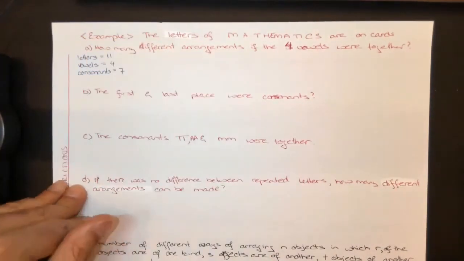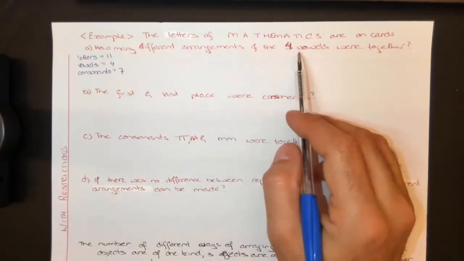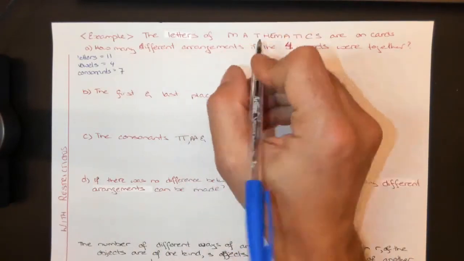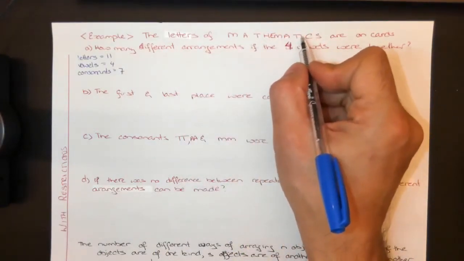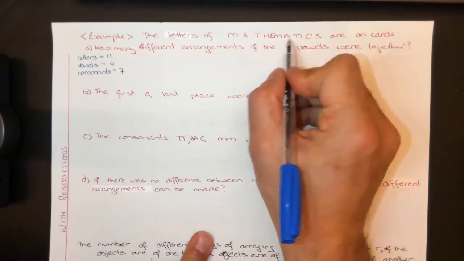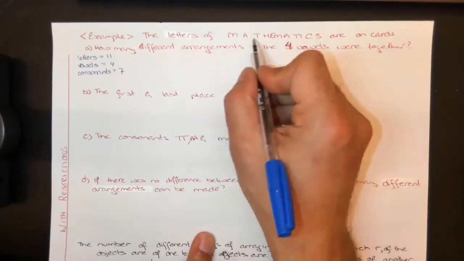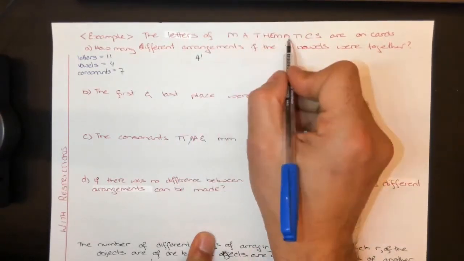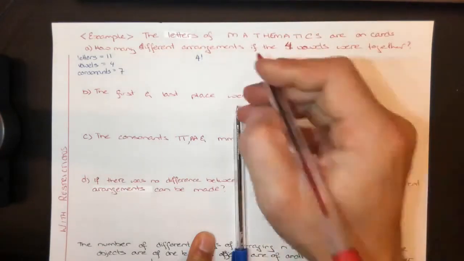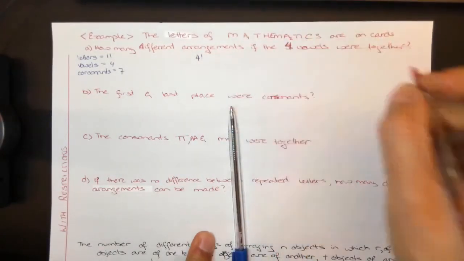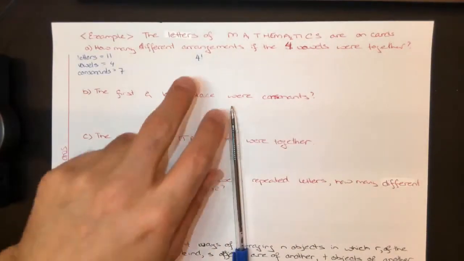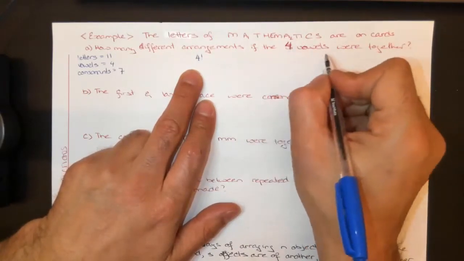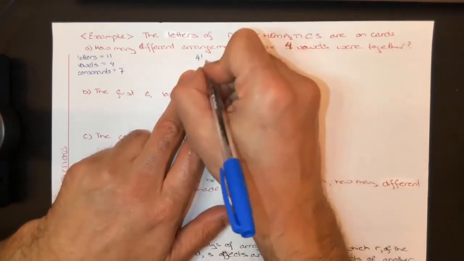Alright. If we consider the vowels to be 1 unit, yeah, so A, E, A, and I were together, there's technically 4 factorial different ways for those to be arranged. Yeah, and each letter is different. So the double A's, that's A1 and that's A2. Yeah, they're different. Okay, because they're on cards. So there's 4 factorial different ways for the vowels to be arranged.